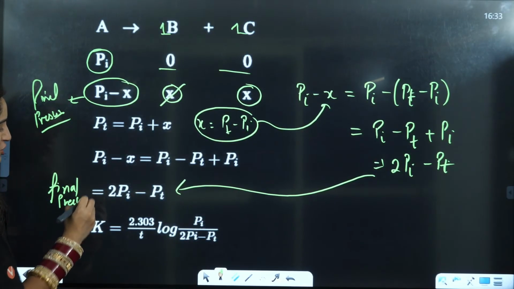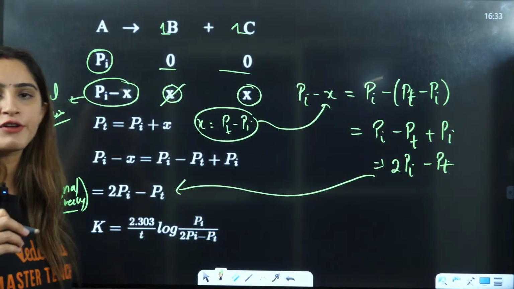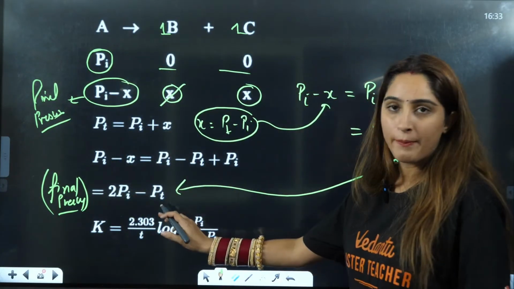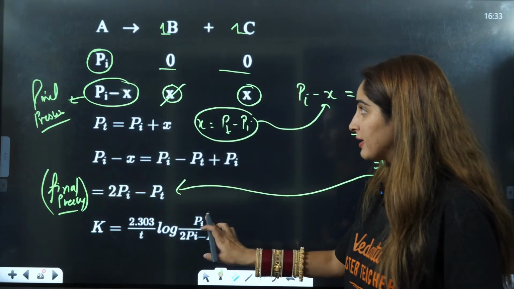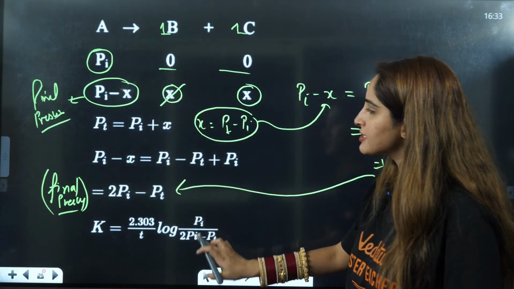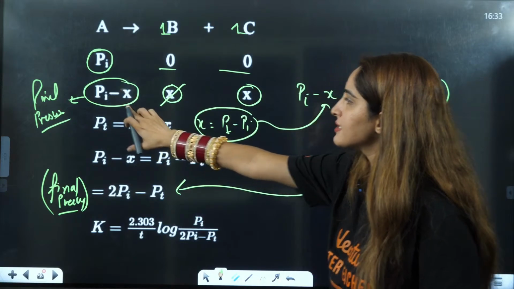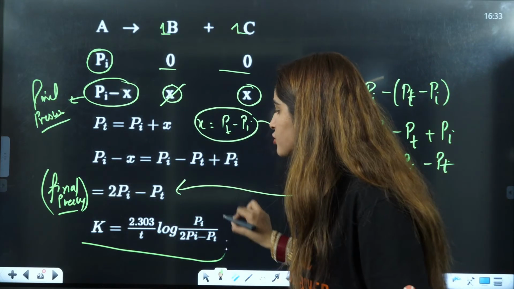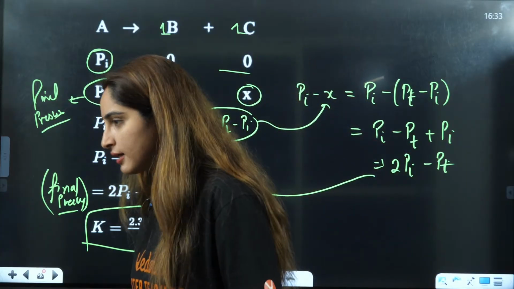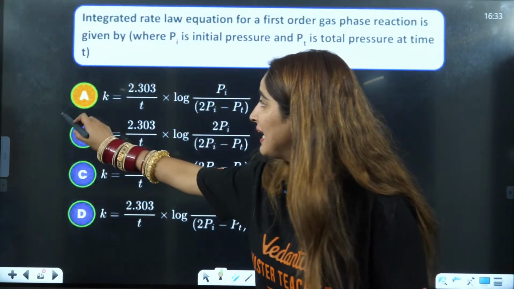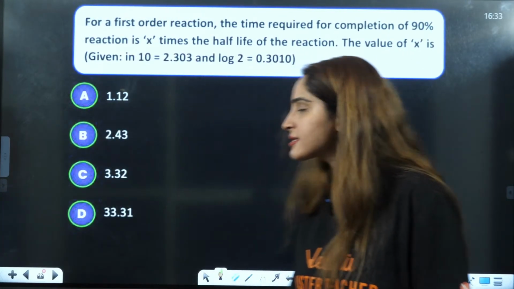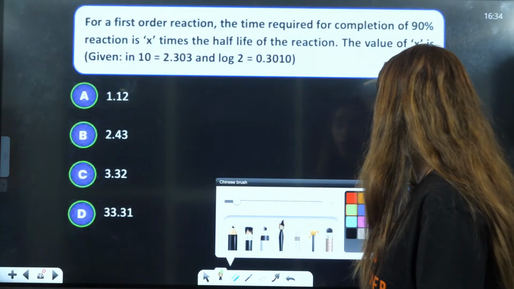We know the value of rate constant is K equals 2.303 by t log of initial by final. Initial is given to be Pi, final is given to be Pi minus x, that is nothing but 2Pi minus Pt. So this is your final answer, right? So A is the correct answer. That is clear? Okay.